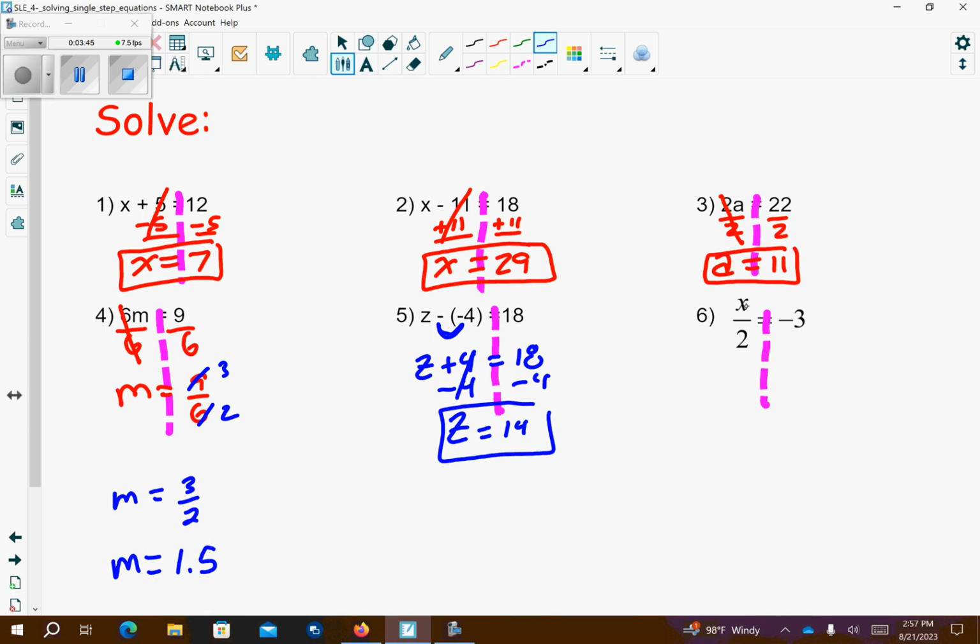For problem number 6, this is a division problem. A fraction and division mean the same thing. So x over 2 is, to undo division, you need to multiply. So I'm going to multiply both sides by 2. Notice it on either side of the equal sign. These cancel each other out now. So that gives me x equals -3 times 2 is -6. Please ask me if you have any questions. I'm happy to help you along with that problem.